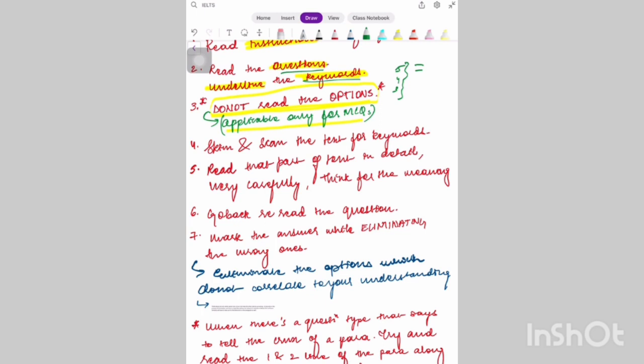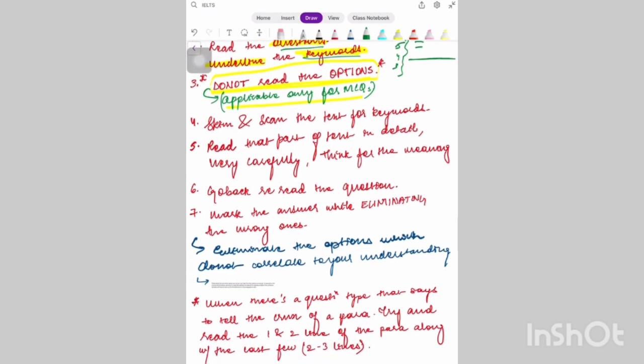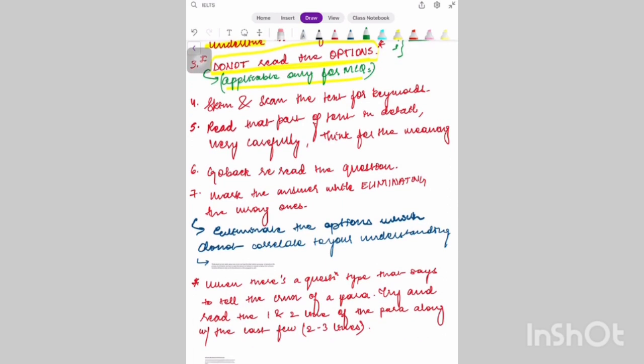Options will always confuse you, because most of the time the options will be similar to the correct answer. So first read the text. There exactly would be written what you need, and then you would identify it back again to the question, to the options. So once you have not read the options, you have to skim and scan again, which is common in all the question types. Skim and scan the text for keywords.